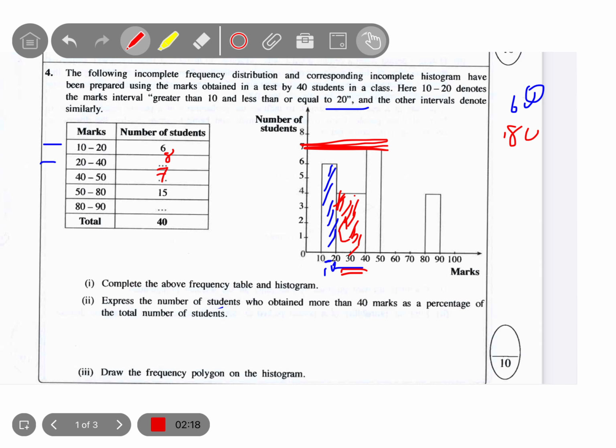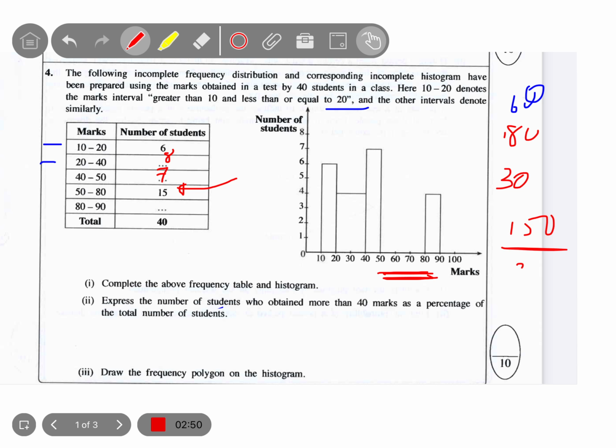50 to 80 is given, that is a gap of 30, and for that gap of 30 it's given as 15. When you represent this by a width of 10, 10 times 15 is 150. So 150, if you represent that by a gap of 30, the height should be 5. So you just draw the height as 5 here, like this.